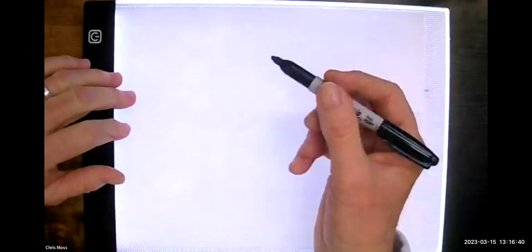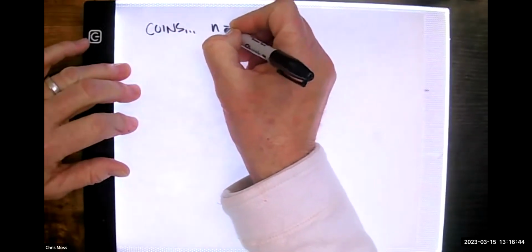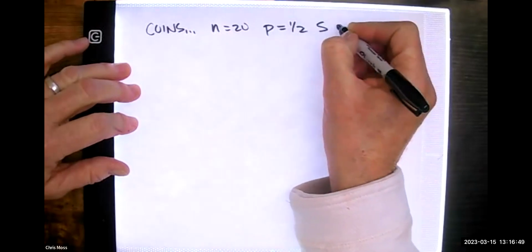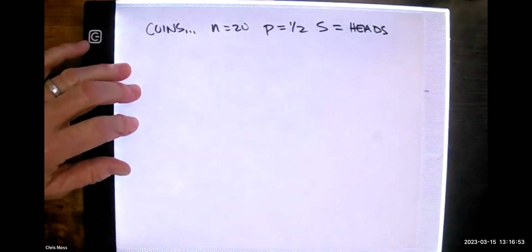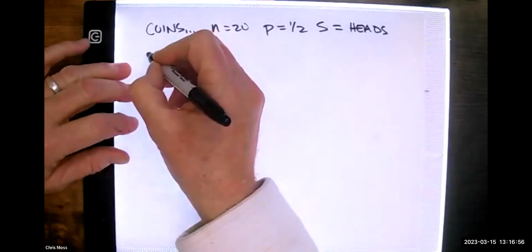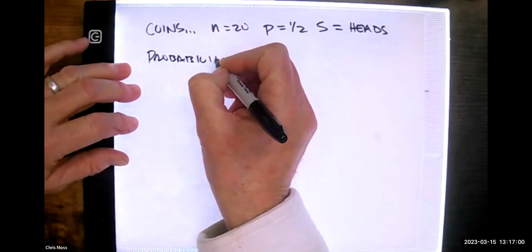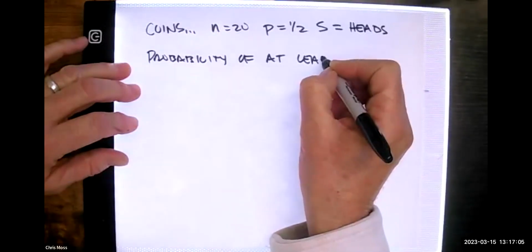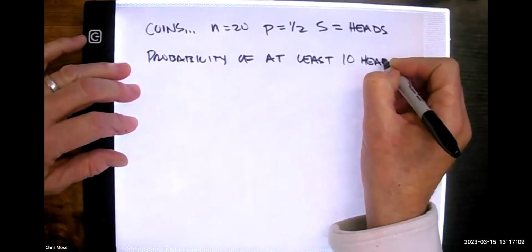Now there is some subtlety to this sum of many issue, and let me show you. Let's consider the same thing. We're still working with our coins. N is still 20, P is still 1/2, S is still heads. And let's look at the probability of at least 10 heads.